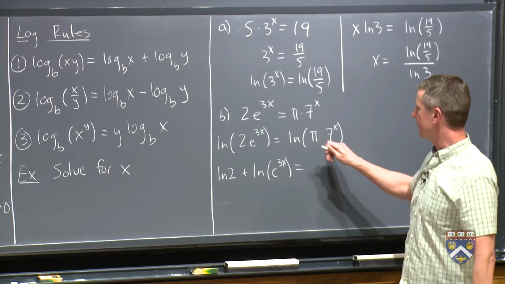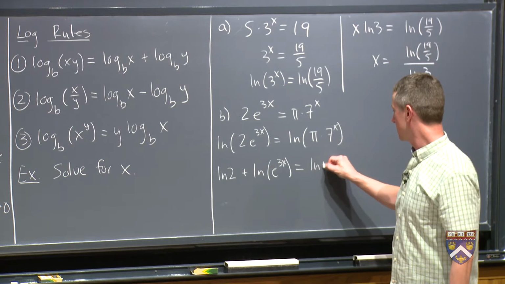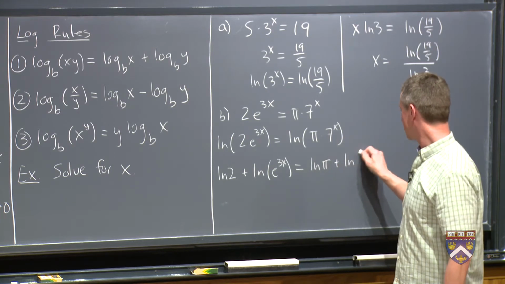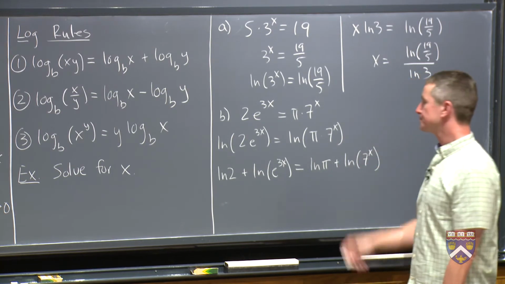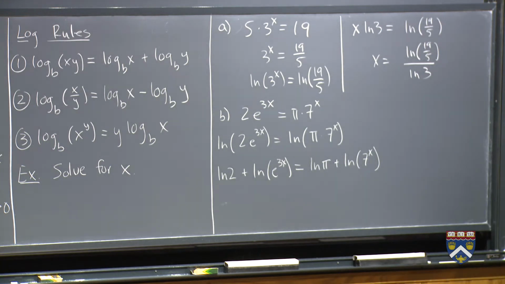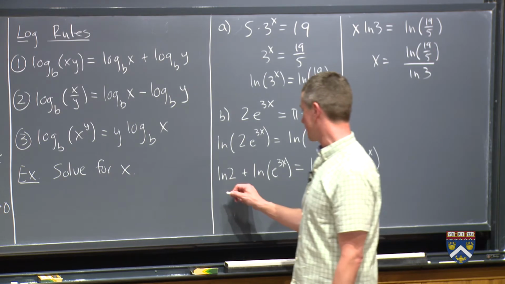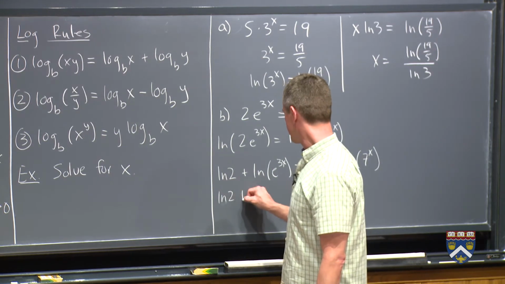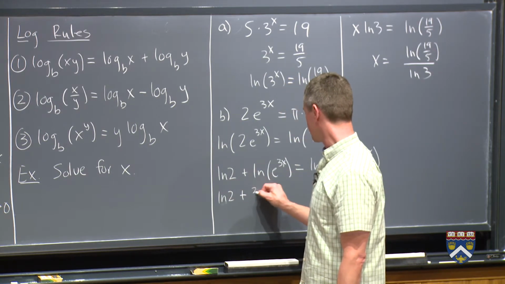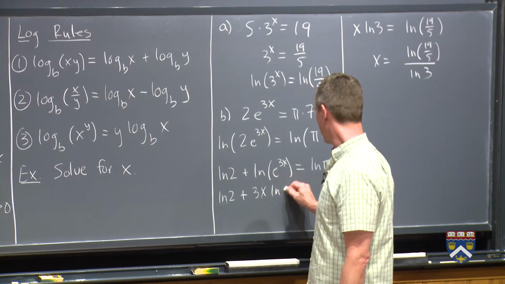So we've got to do the same rule on this side. ln of pi plus ln of 7 to the x. Now we can use our exponent rule and bring those x's down. ln of 2, 3x comes out front. ln of e.